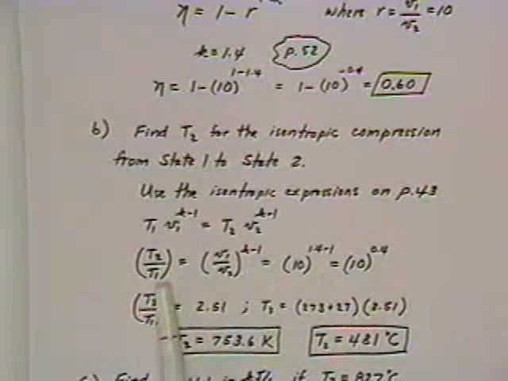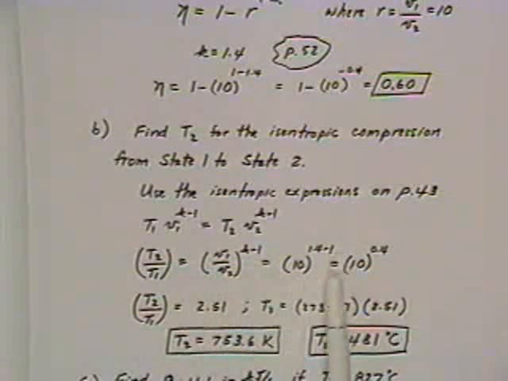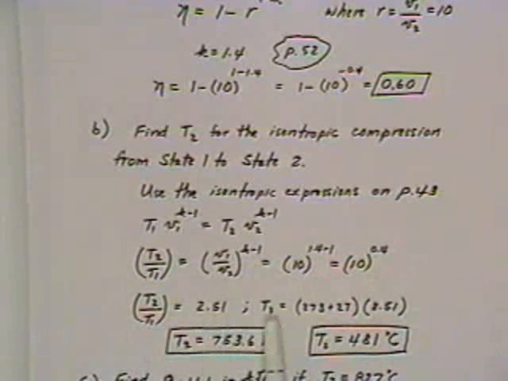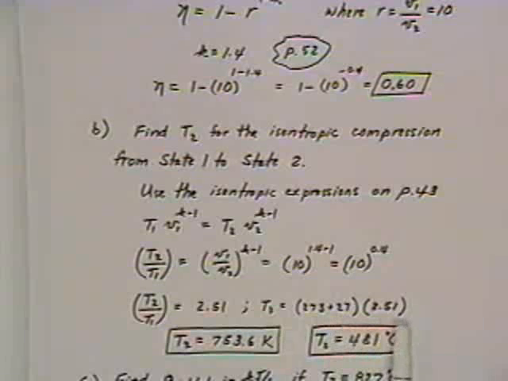So T2 over T1 then is equal to V1 over V2 to the K minus 1 power. So that's 10 to the 1.4 minus 1, or 10 to the 0.4 power, and so T2 over T1 then is 2.51, and T2 is equal to then, converting again to Kelvin, 273 plus 27 times 2.51, and we have T2 is 753.6 Kelvin, or T2 is equal to 481 centigrade. So the temperature at the end of the isentropic compression then is 481 degrees centigrade.